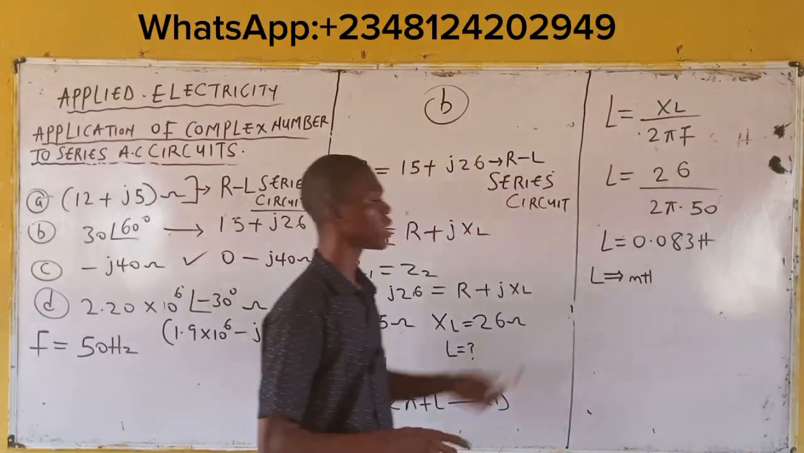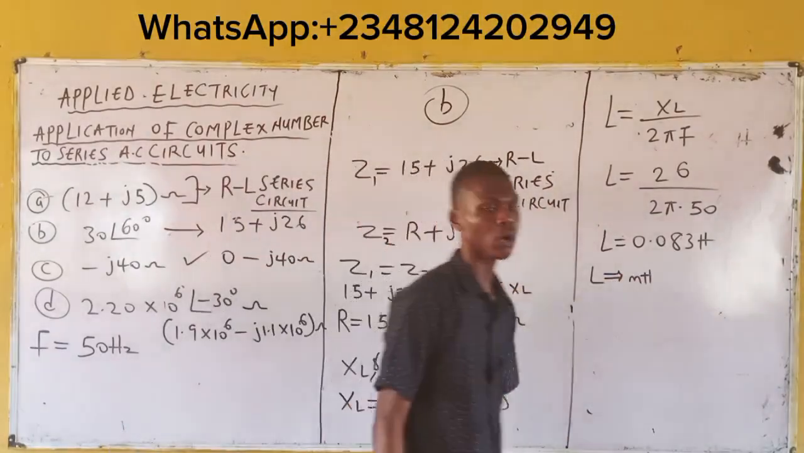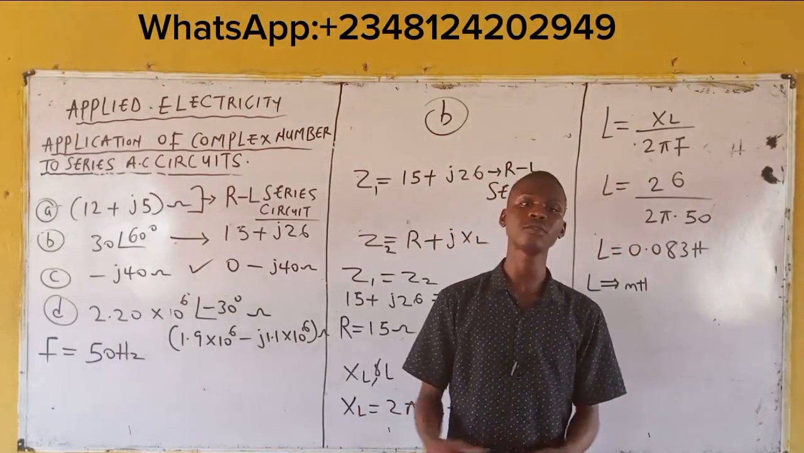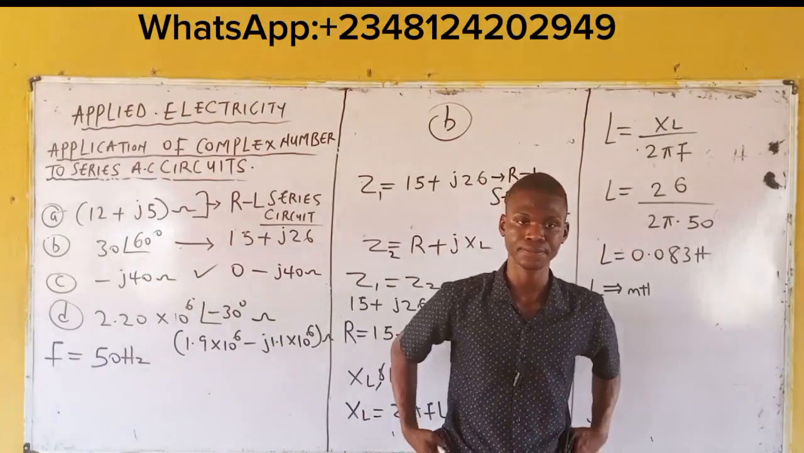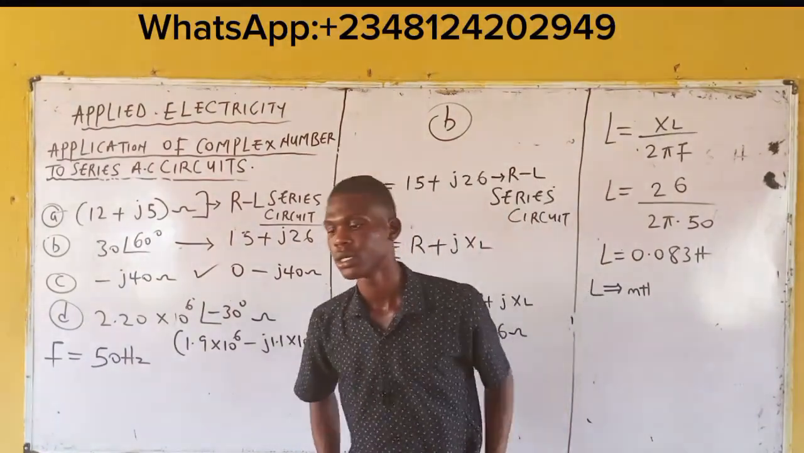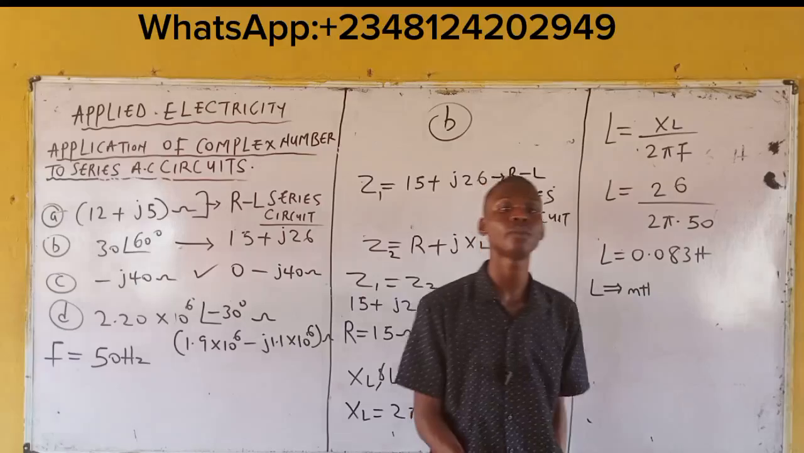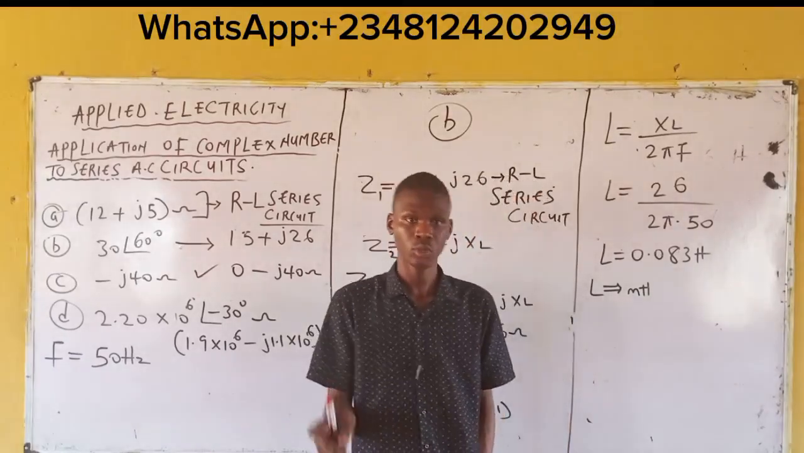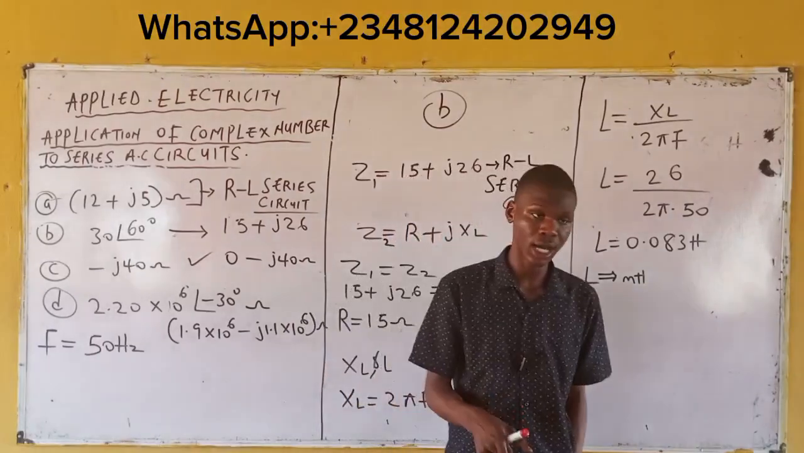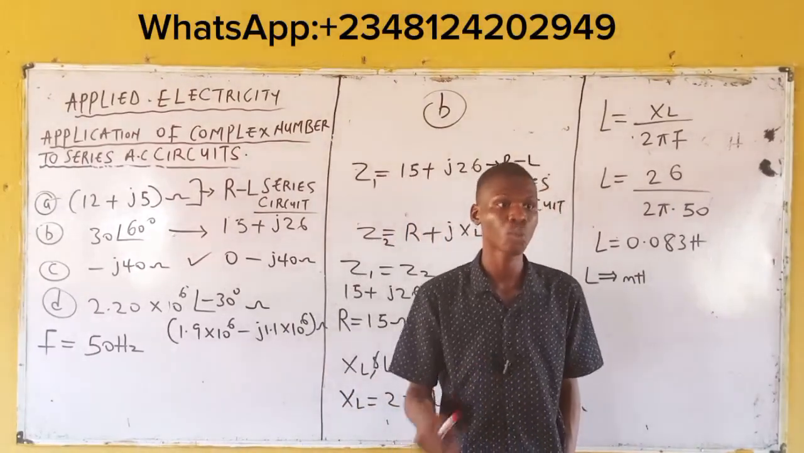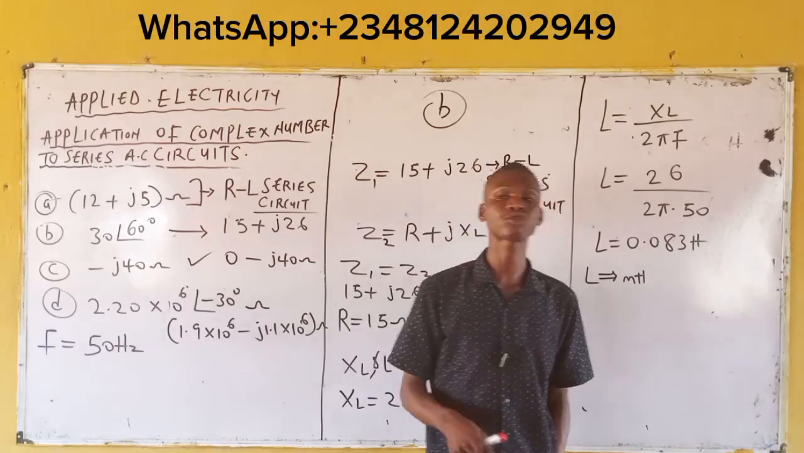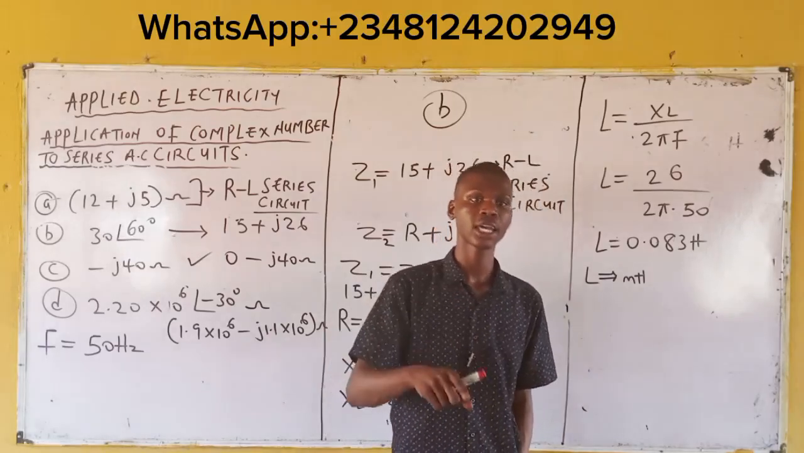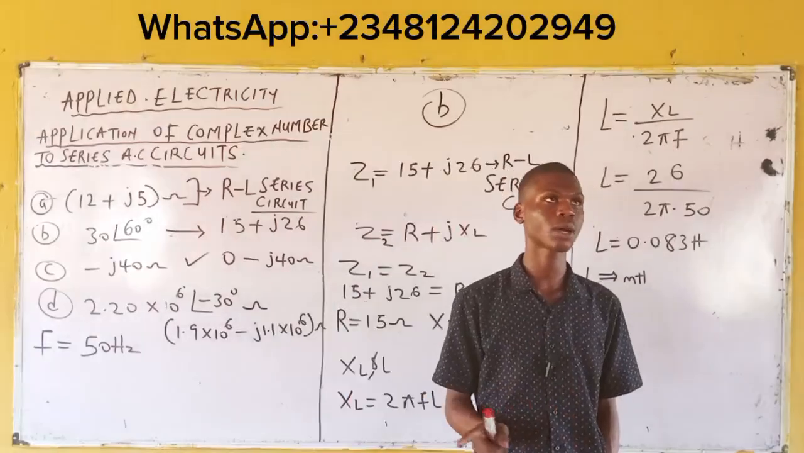Now let's express our L in millihenry. What are you going to multiply by? You multiply by 10 to the power of 3. That's what I said before. If you want to convert to milli, multiply by 10 to the power of 3; to pico, multiply by 10 to the power of 12; to nano, multiply by 10 to the power of 9; to micro, multiply by 10 to the power of 6.